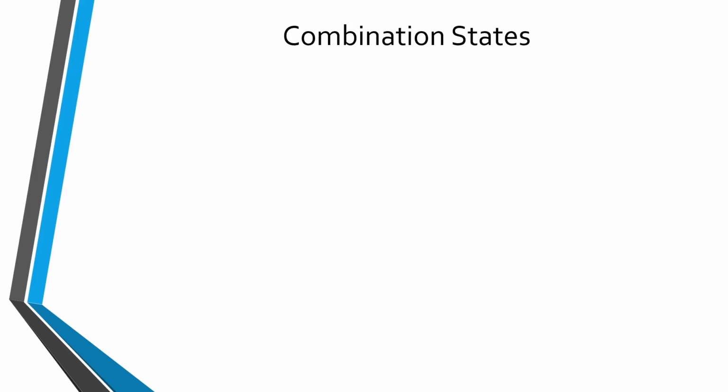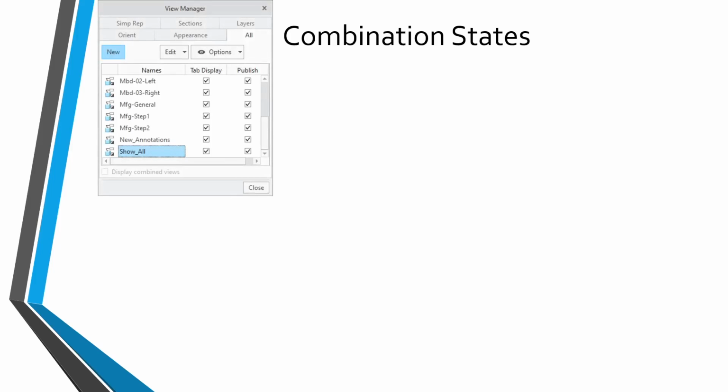Okay, so let's talk about what combination states are. You access your combination states from the View Manager. There is an All tab, and on the All tab, it will list all the different combination states in your models. You can control whether a tab for that combination state appears at the bottom of the computer screen. You can also control, if you're using Windchill, whether that combination state is going to be published in your viewables, in your .pvz Creo view files.